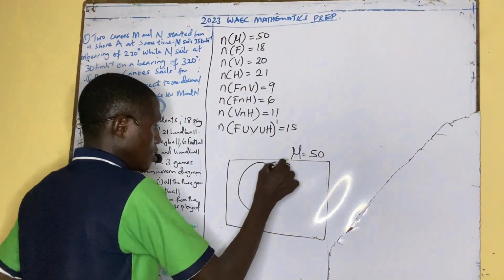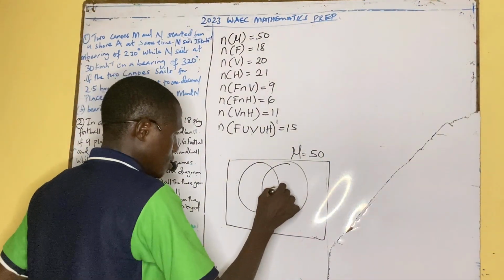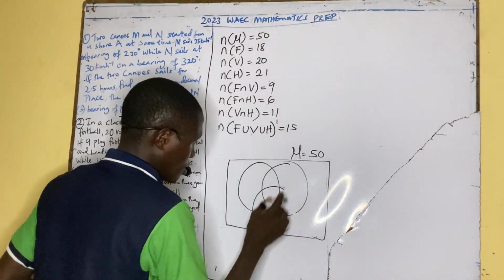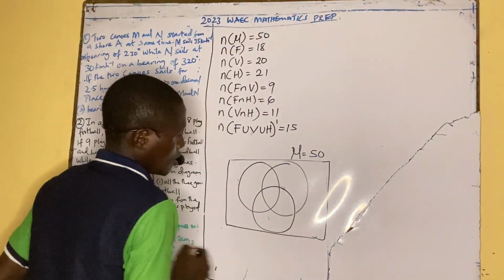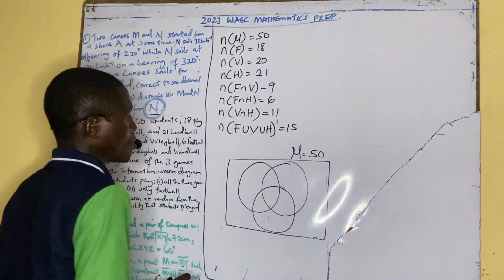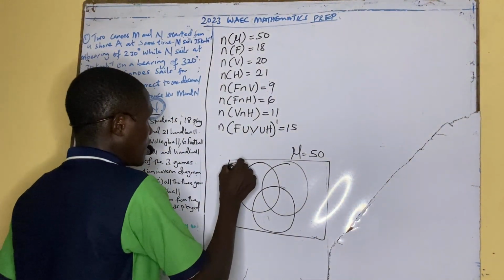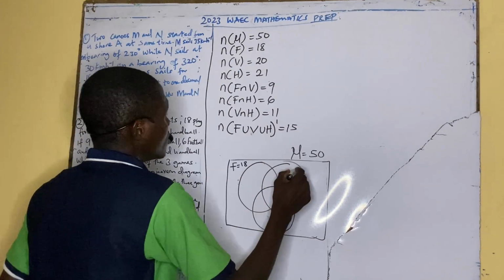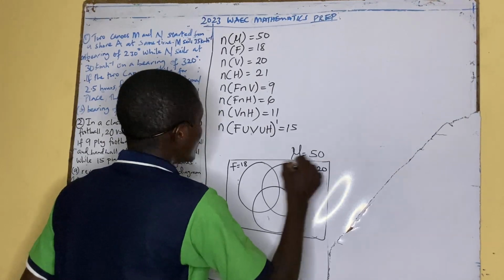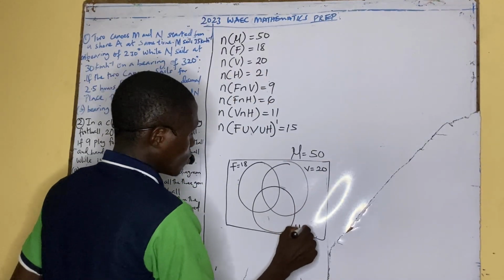1, 2, then we have the third circle. So now the next one is to give the fourth individual his own value. 18. We have volleyball to be 20. Then handball to be 21.